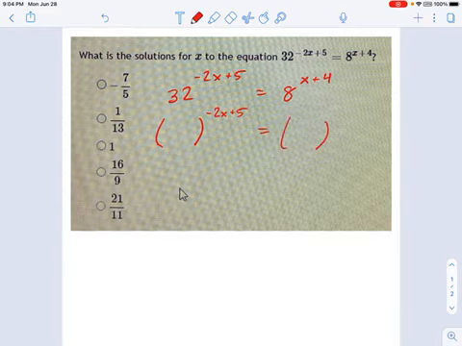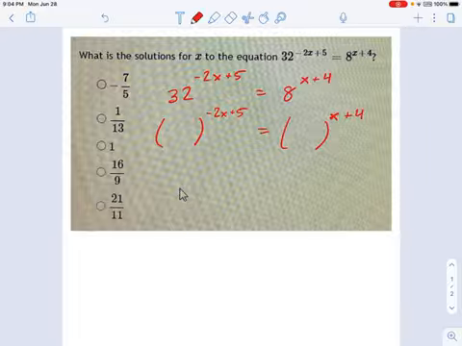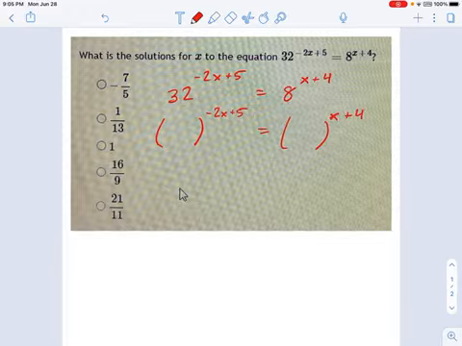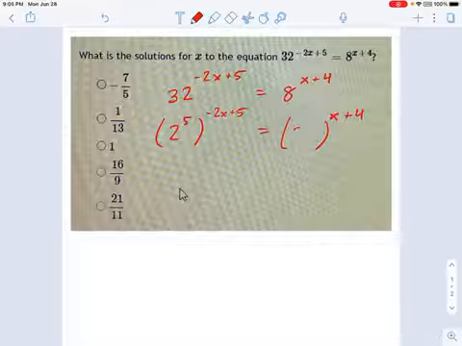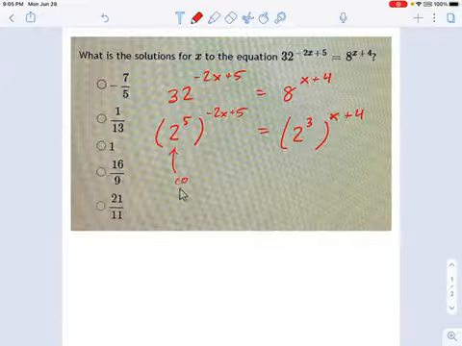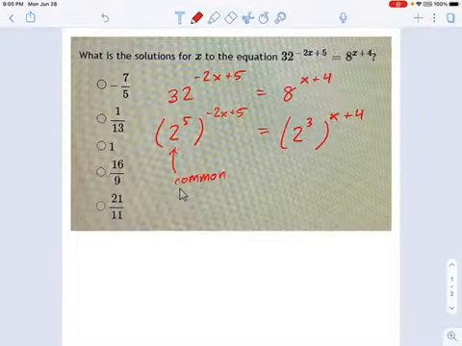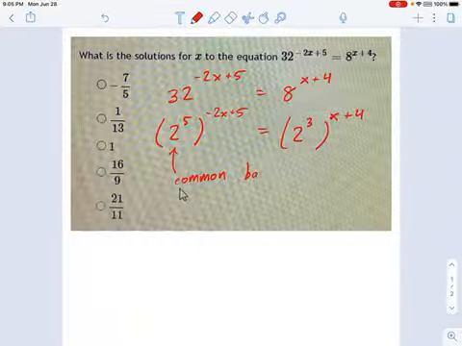So how am I going to do this? Well, let's think about 32 and let's think about 8. 32, I just mentioned it. 32 was 2 to the 5th power. Let's just work with me here. 32 is 2 to the 5th. What's 8? Well, that's 2 to the 3rd. You can see now I have a common base. This is what I mean by common base. It's 2 for both of these things.